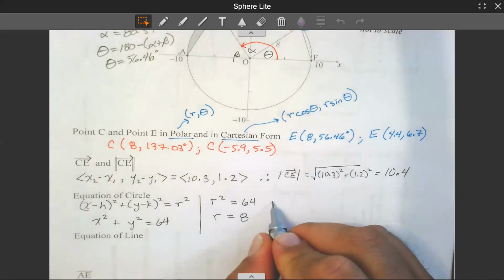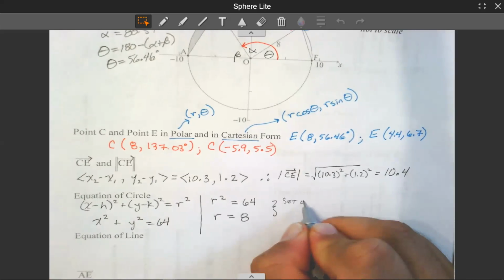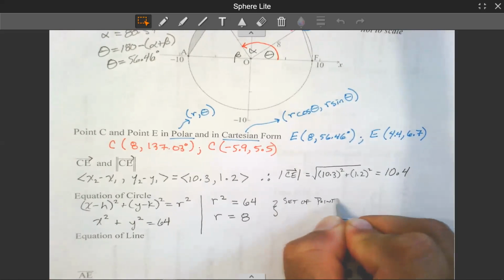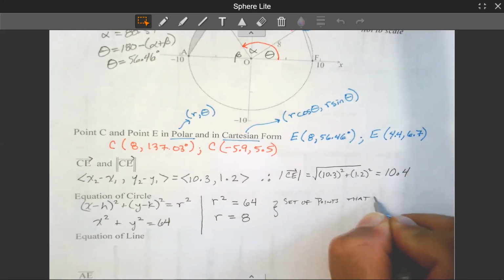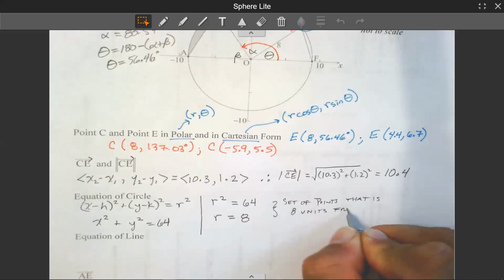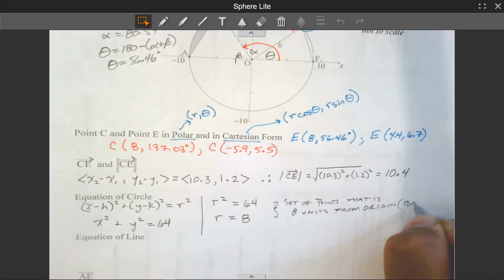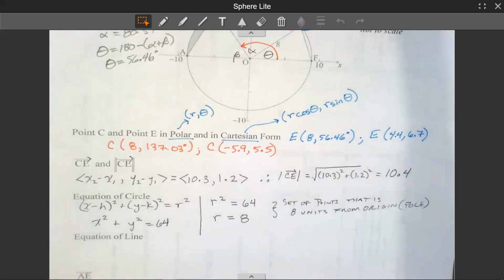Right? So really what this means is that we're looking at our set of points that is 8 units from the origin, or in polar coordinates, it's sometimes called the pole. Okay, so pretty straightforward there.